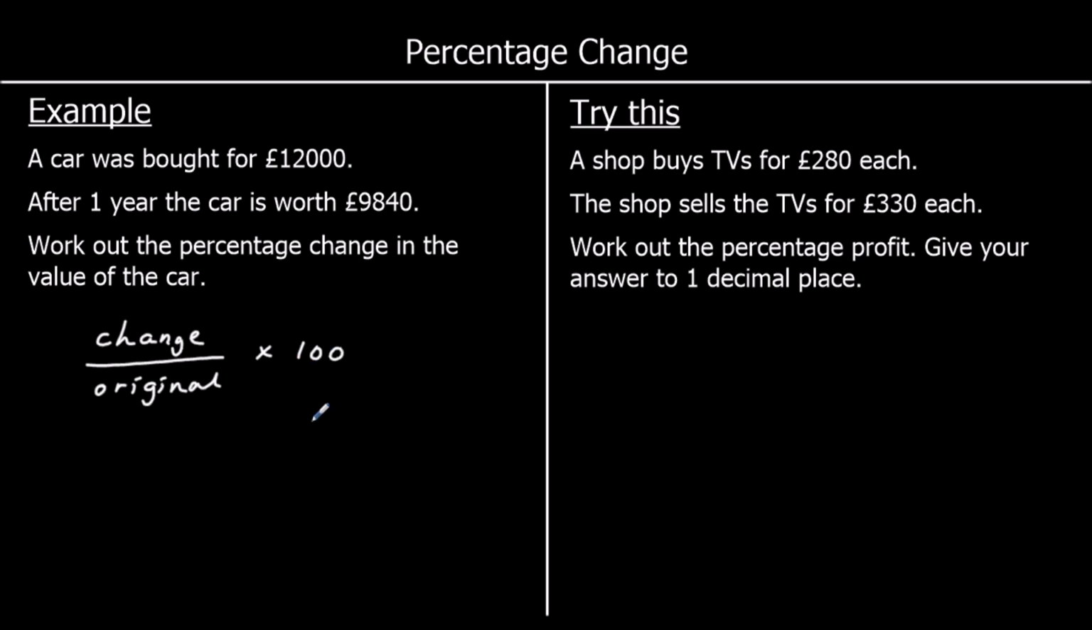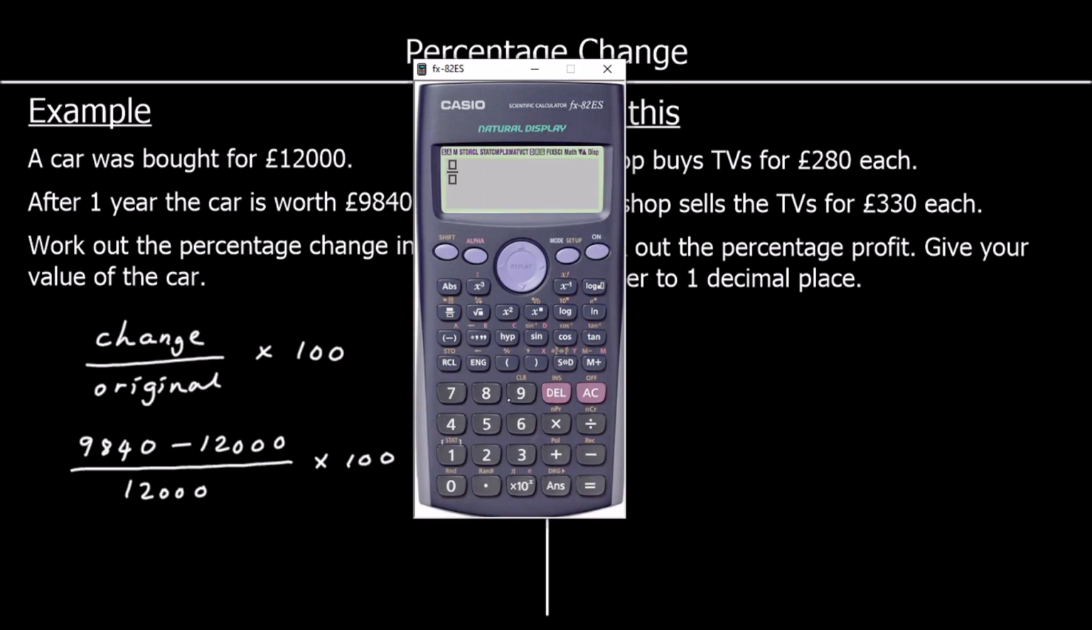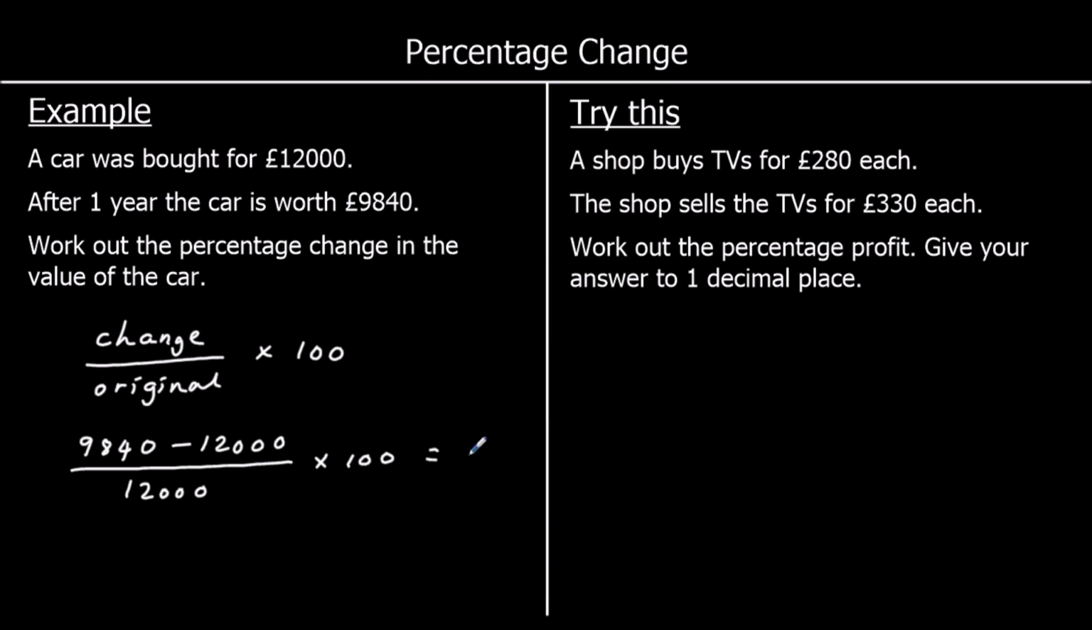So the change is the new minus the old. So 9,840 minus the original, which is 12,000, divided by the original, 12,000, times 100 to make it a percentage. So we type this into the calculator, 9,840 minus 12,000 divided by 12,000 times 100, and that's minus 18%. So the percentage change is minus 18%. So if you took 18% off of 12,000, you get 9,840.